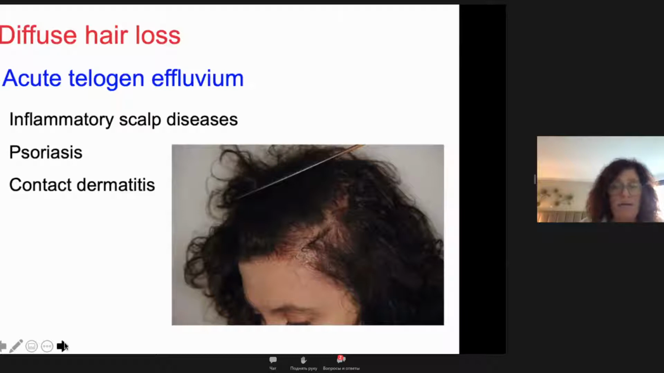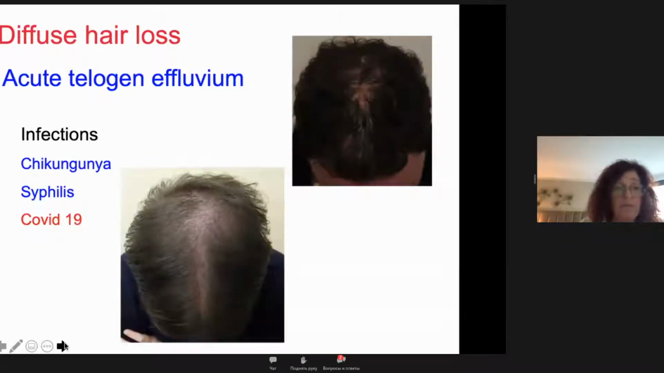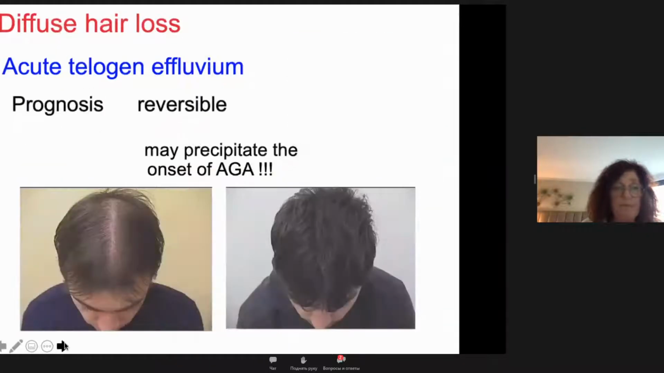And you always have to rule out psoriasis when a patient presents to me with acute telogen effluvium. I always look at the scalp with the dermatoscope to rule out psoriasis. I may even do a biopsy. Infections. And of course, it's reversible. You see here how it was reversible in this patient without treatment, but it may precipitate androgenetic alopecia.